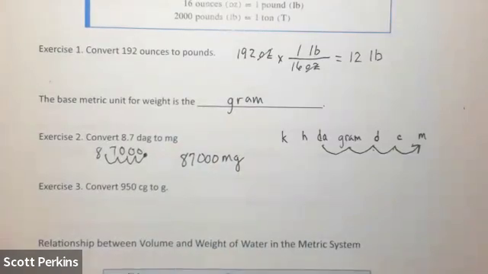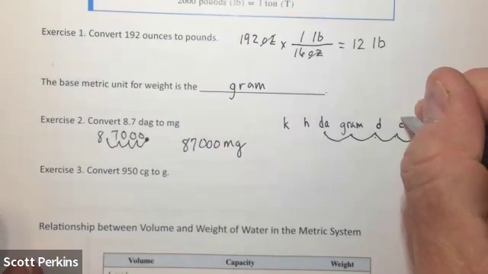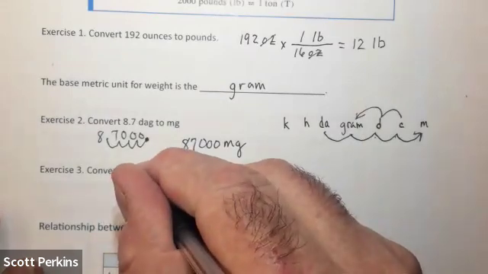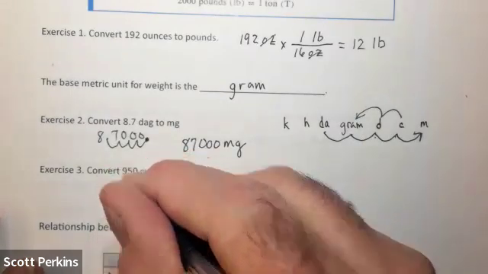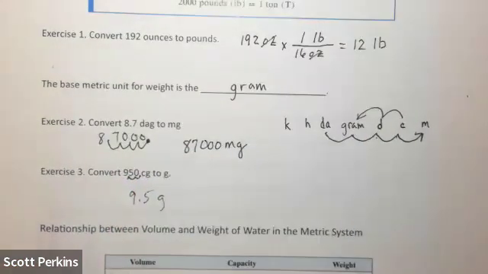So hopefully you did the same thing, centigrams to grams. So in this case, going from centigrams to grams, we're moving the decimal 2 places to the left. So in my 950, the decimal's assumed here, 2 places to the left. That is going to be 9.5 grams. Okay, so that is our basic conversions.